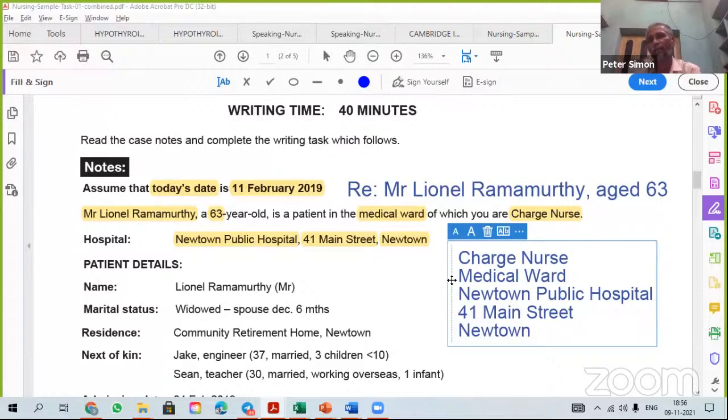So charge nurse, medical ward, Newtown Public Hospital, 41 Main Street, Newtown. Why are we not writing this? If it is not important, then why did he give us? Letter means letter. From address should be there, to address should be there. So everything is important. If you don't write, it is okay. I am also saying it is okay. Okay means accepted. Accepted means no problem. No problem means average. Average means 300 marks.